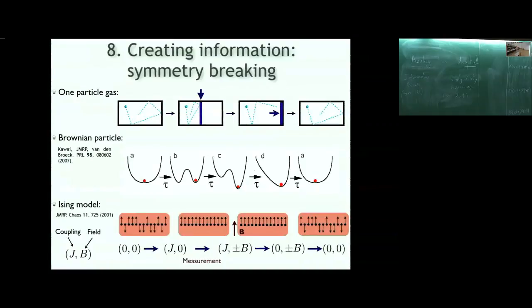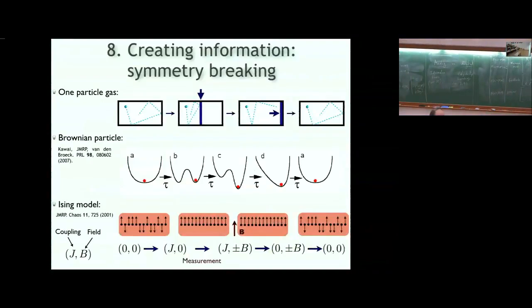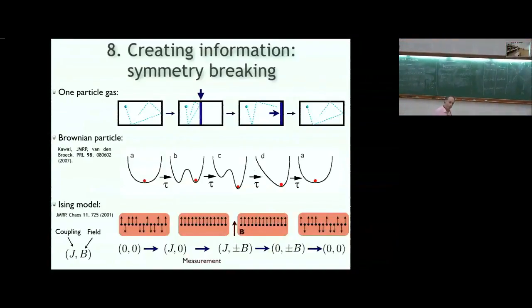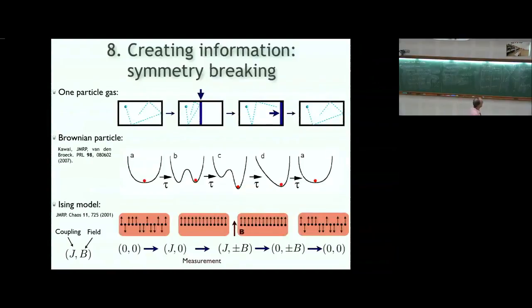So in these three examples of the Szilard engine, you can see that there is the measurement and all this stuff, but there is a step that we didn't discuss, and it's actually what creates the easy model, which is the phase transition that you did here, the symmetry breaking.